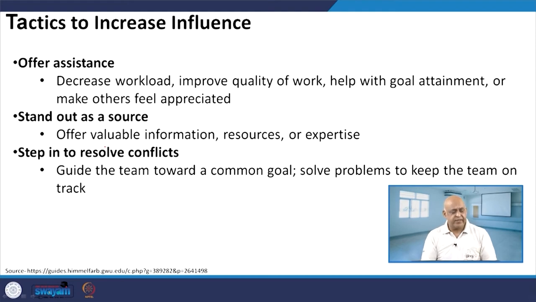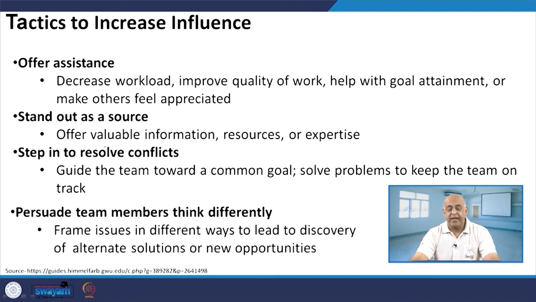Tactics to increase the influence: these were the nine tactics we have talked about, on how to influence others. Now, offer assistance and decrease workload. By using these tactics, we decrease workload, improve quality of work, because two brains are better than one, help with goal attainment and make others feel appreciated. Then, stand out as a source: offer valuable information, resources and expertise, so you become a special source. Then step in and resolve conflicts, and persuade team members to think differently.